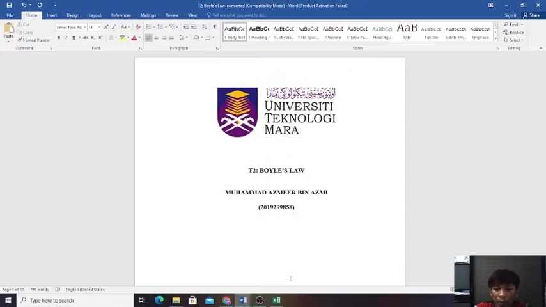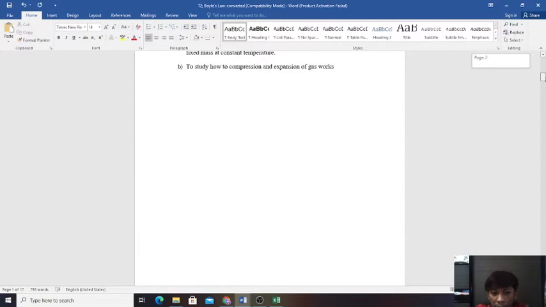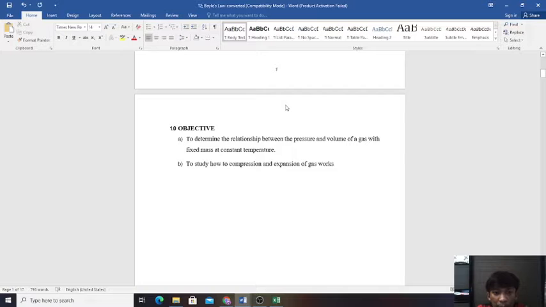Today I will explain about the experiment T2 Boyle's law. The objective of the experiment is, first, to determine the relationship between the pressure and the volume of a gas with fixed mass at constant temperature. And second, to study how compression and expansion of gas works.